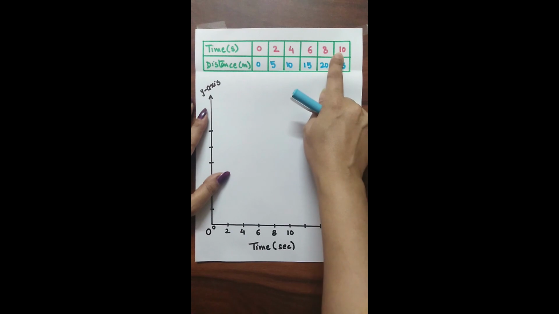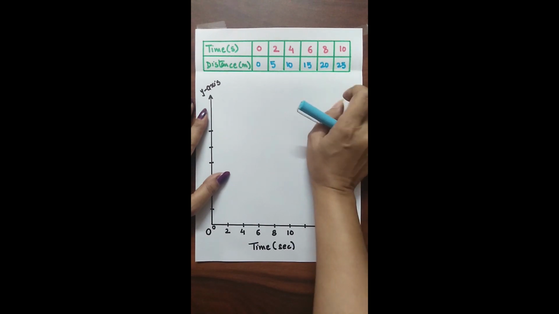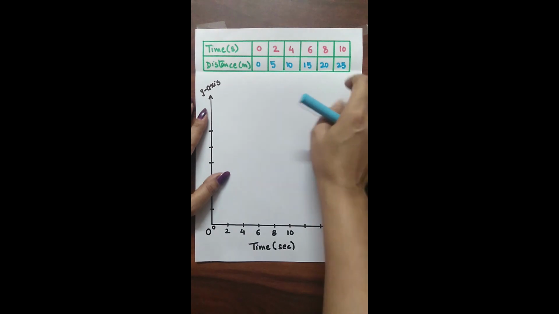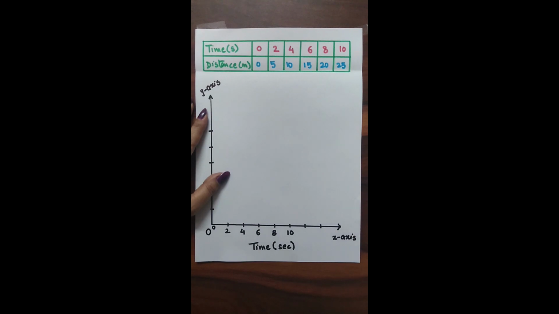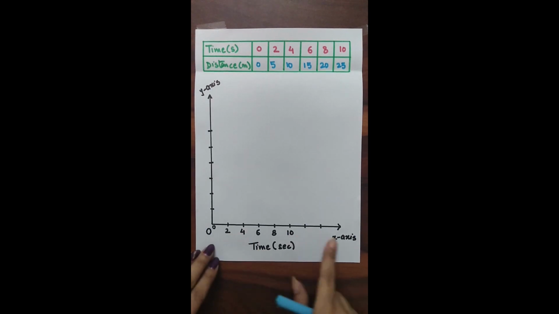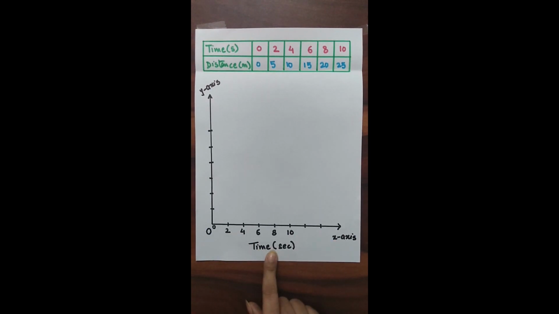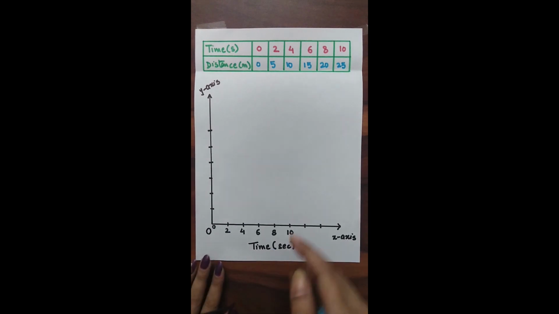And we know that uniform motion is a kind of motion when an object is moving along a straight line and it is covering equal distance in equal time interval. So this particular object is showing uniform motion, and for uniform motion we always get a straight line in a distance-time graph. So along the x-axis we have already plotted the details for time.